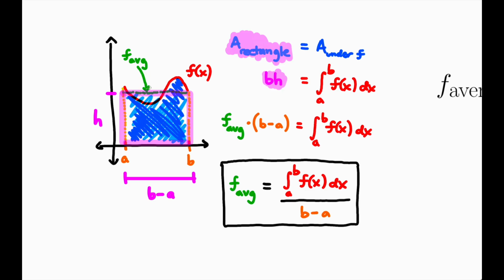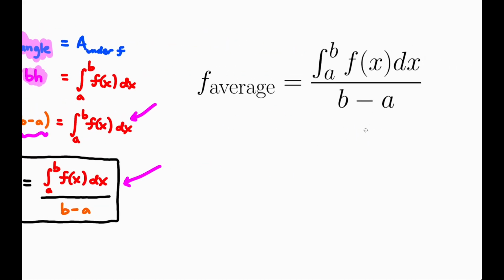The rectangle, again, is using that average y value times that width, that b minus a. Well, if you look at this formula right here, since it's equal, we're just trying to solve for this. So all we have to do is divide by b minus a, and that's where this formula comes from. It's just the integral from a to b of that f of x function divided by b minus a. So here it is, in a super formal font, so you can see it.